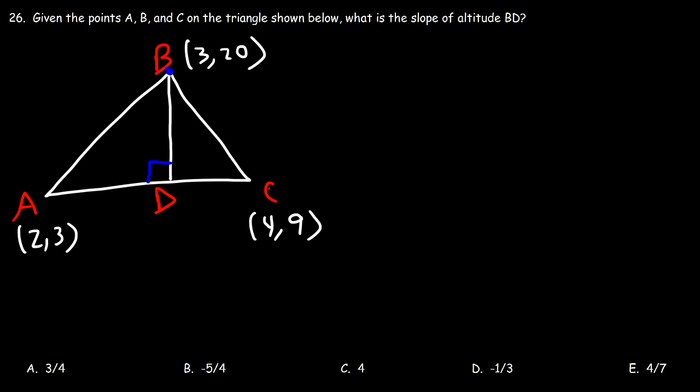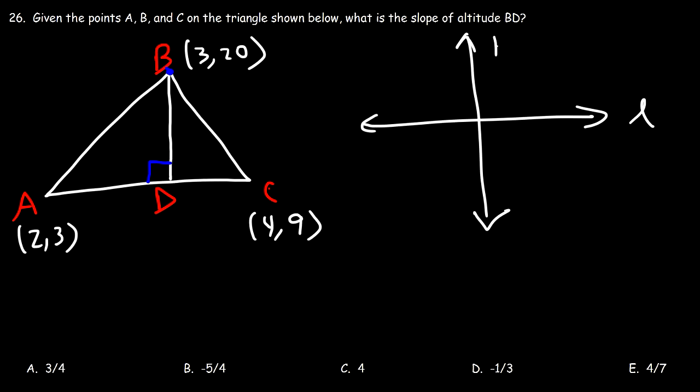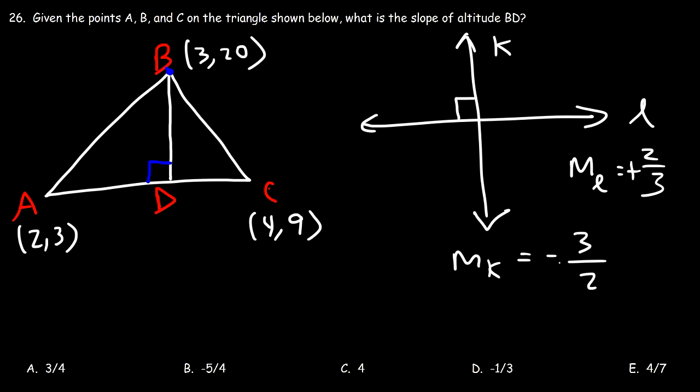Now, you need to be familiar with the slope of perpendicular lines. So consider these two lines, line L and line K. And let's say that these lines are perpendicular to each other. And let's say you know the slope of line L, let's say it's 2 over 3. What is the slope of line K, which is perpendicular to line L? To find the slope, you need to flip the fraction and change the sign from positive to negative, or vice versa. So it's the negative reciprocal of the other line.